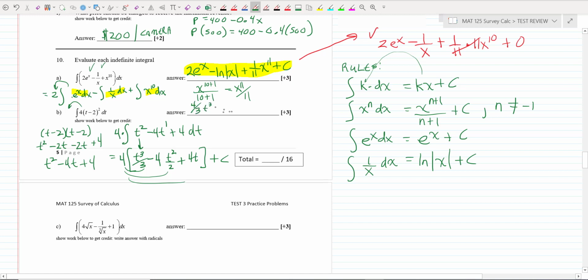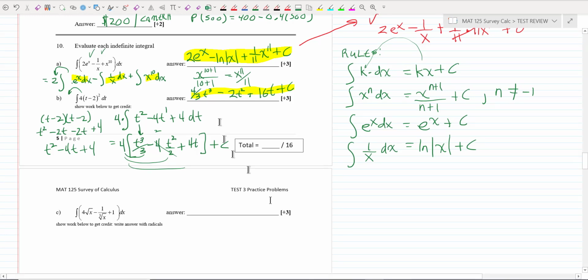to the third minus, and notice we have 4 over 2, so 4 over 2 is 2, so that would be 2t squared plus 4t, 4 times 4 is 16, and then plus c. Okay, so that's probably the best way to write the answers like that. Okay, so again, multiplying out the t minus 2 squared to get t squared minus 4t plus 4, and then applying the power rule and the integral of the constant 4. All right, so that's how that goes.